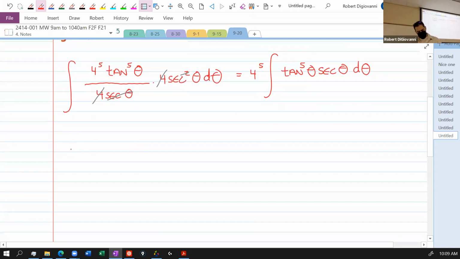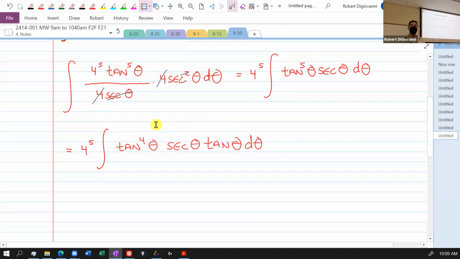I'm going to do it this way though. I'm going to go 4 to the 5th, integral of tangent to the 4th theta, then secant theta tangent theta d theta. This is based off of last class. If we have a tangent to the 5th power, an odd power, we can peel a tangent off like this and then rewrite the tangent to the 4th.